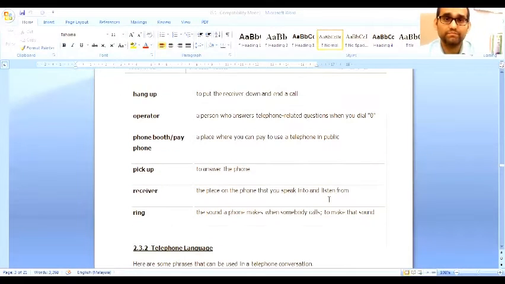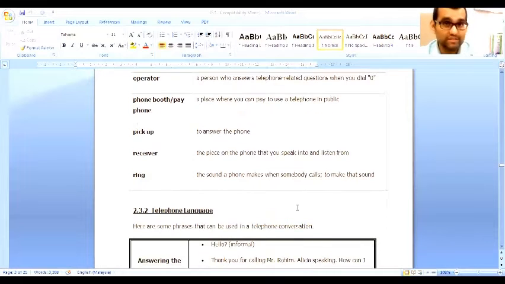Next, hang up: to put the receiver down and end a call. Operator: a person who answers telephone related questions when you dial 0, so the operator will talk. Payphone: normally you could see these in public places, but they are very rare nowadays, but you can still find a place where you can pay to use a telephone in public.